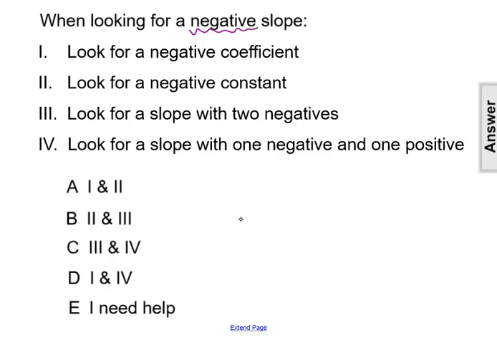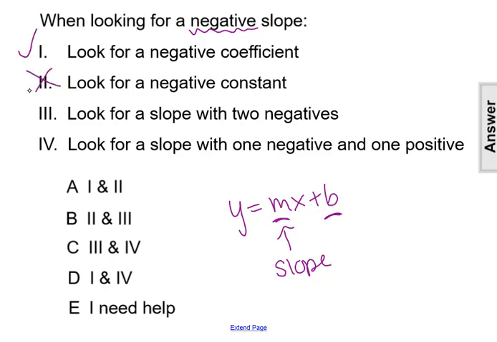Both of these statements are referring to if a function is written in y equals mx plus b, that slope-intercept form. The coefficient would be representing the slope, and the constant would be representing the y-intercept. So if we're looking for a negative slope, we want to look at the coefficient, not the constant. So statement number 1 would be true, but statement number 2 would be false. A negative constant is actually going to refer to a negative y-intercept. It doesn't have anything to do with the slope.